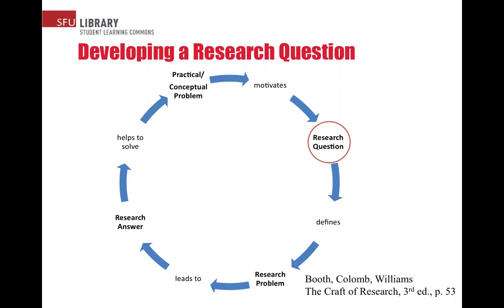Research questions that we start with are often only working questions, and they might refine themselves as we continue in our research. So don't be afraid if your research question changes, because your thinking and your knowledge about your topic has also changed. These are things that evolve along with our learning.